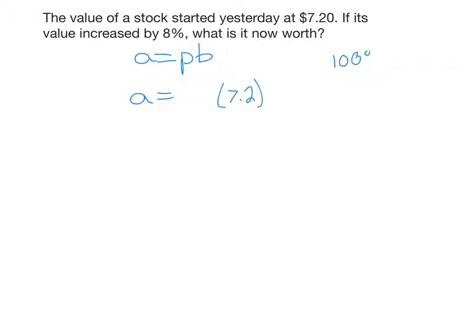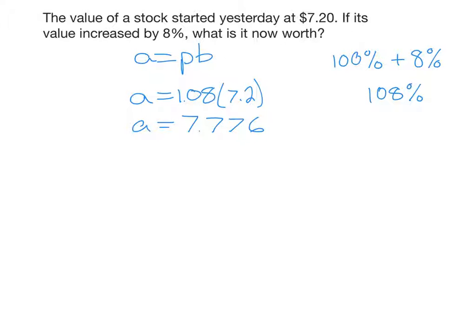So if our value is increasing by 8%, that means we take 100% of what the stock started with, and we're going to add 8% to that. So our new value is going to be 108% of the original amount. So if we're going to write that as a decimal, we write 1.08. And when we calculate 1.08 times 7.2, we get 7.776. So that's our new value.